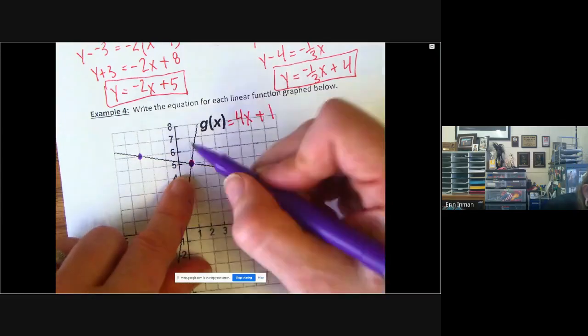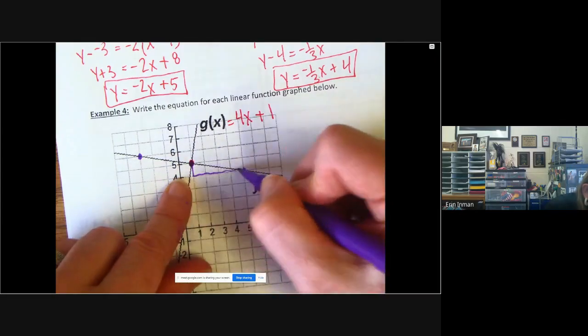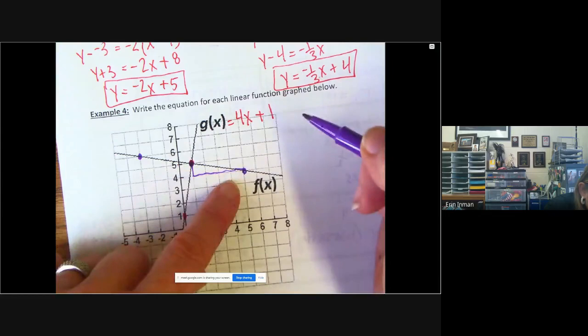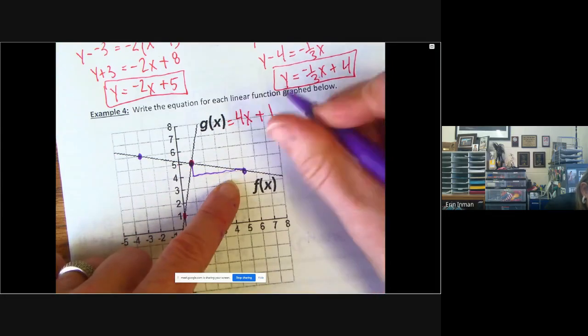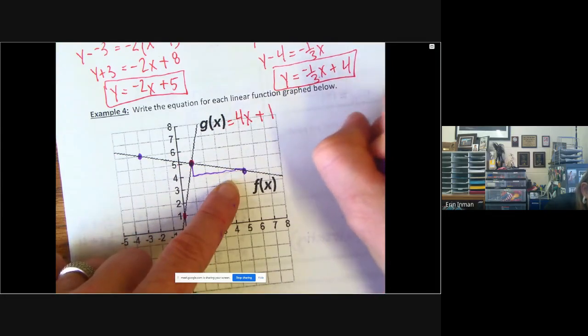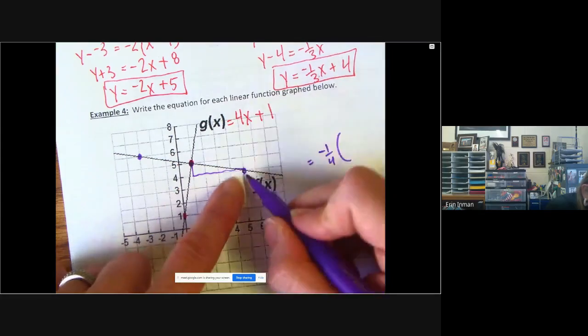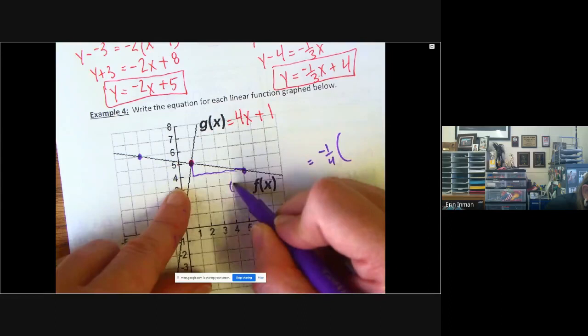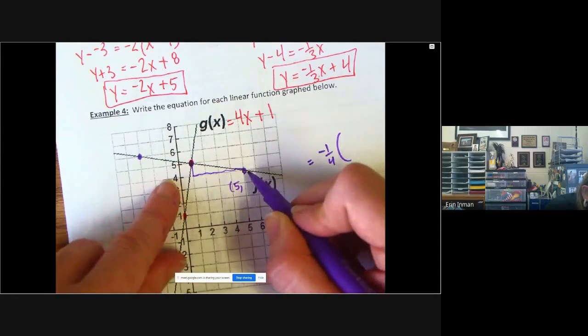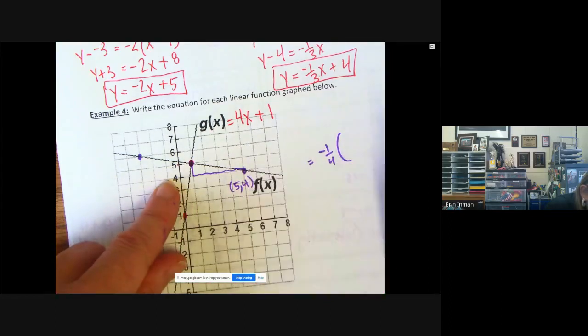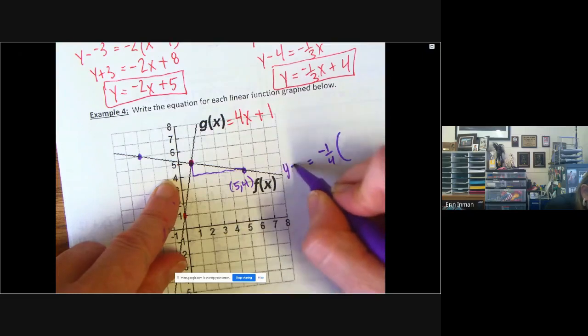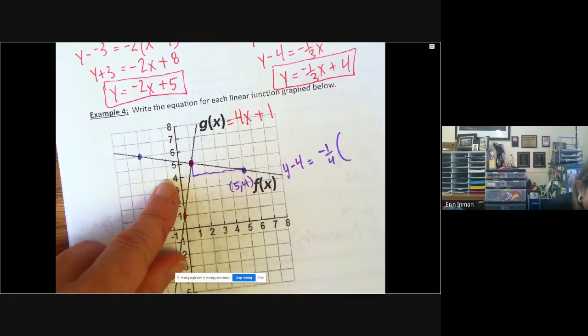I still do need to know my slope. So my slope here looks like -1/4. So my slope is -1/4. But if we think about this, let's pick a point. I'll just pick this point for now. This ordered pair is 5, 4. So it'd be like y minus 4 and then -1/4 x minus 5.